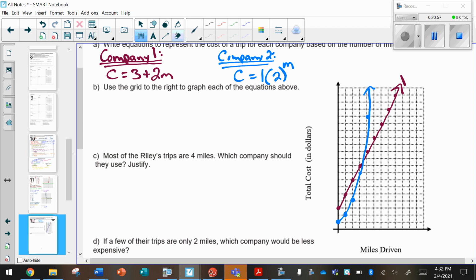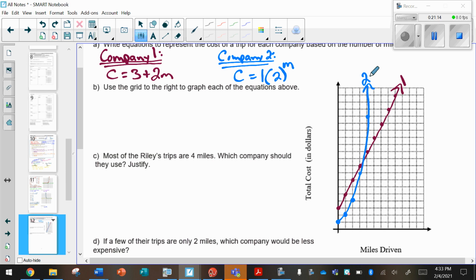I kind of missed that. Let me redo that. There we go. That's a little better. All right, so there's our two graphs drawn on the same graph, and this is company number 2.